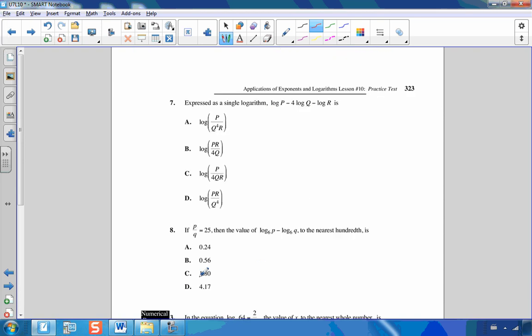Okay, number 7, expressed as a single log. Okay, so first of all, any numbers that are in front come up to be exponents. So I know that q is going to have an exponent of 4. So it'll be log of p minus log of q to the exponent of 4 minus log of r. So looking at these, I'm going to get rid of anything that does not have a q exponent 4. So like this one and this one can go away.